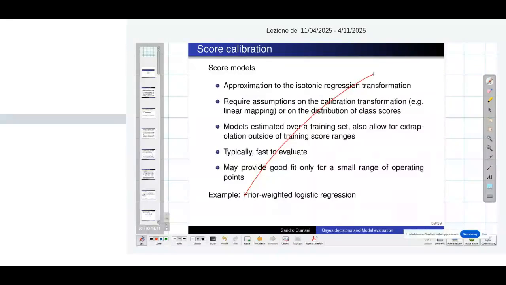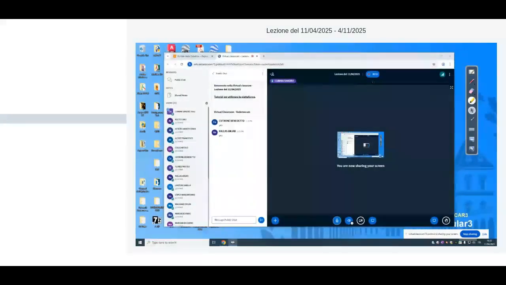So that's all. Questions? Okay, then a few minutes break for those who have the laboratory now, and then we resume.